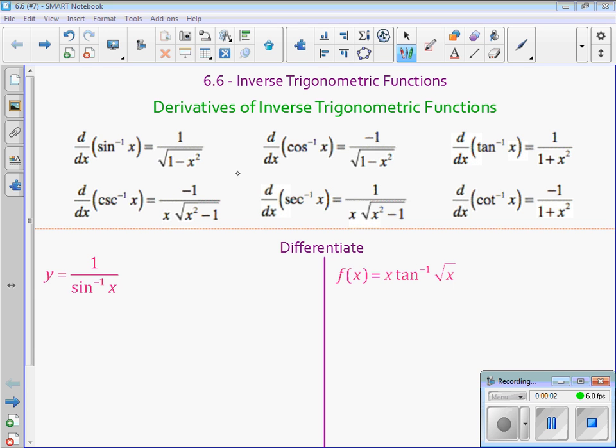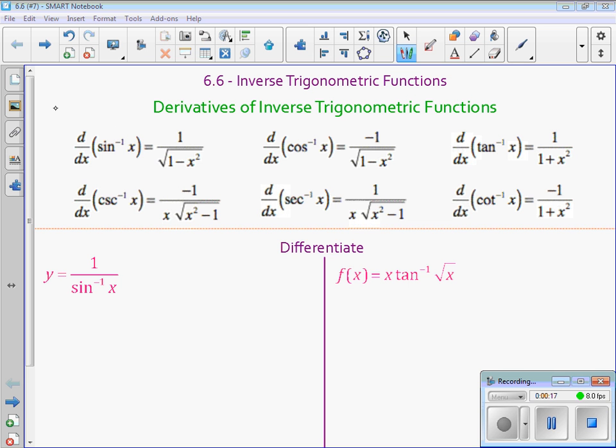Before we did the derivative of trig functions, this is the derivative of inverse trig functions. This does not mean that it's to the -1 power, okay? This is the inverse sine, this is the inverse cosine, inverse tangent, and inverse of those, okay?